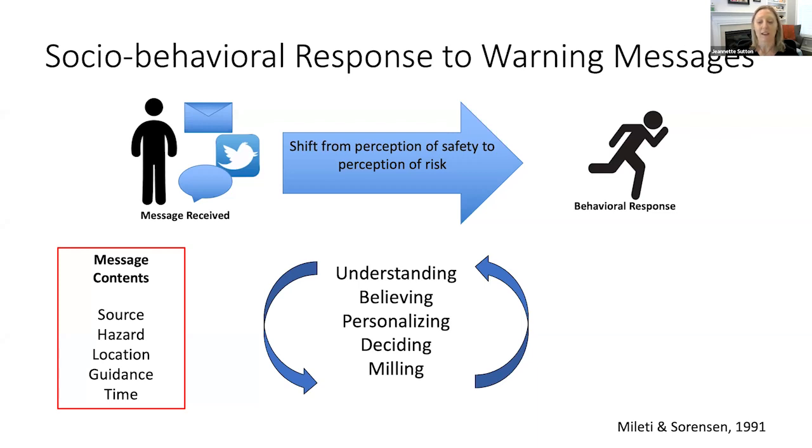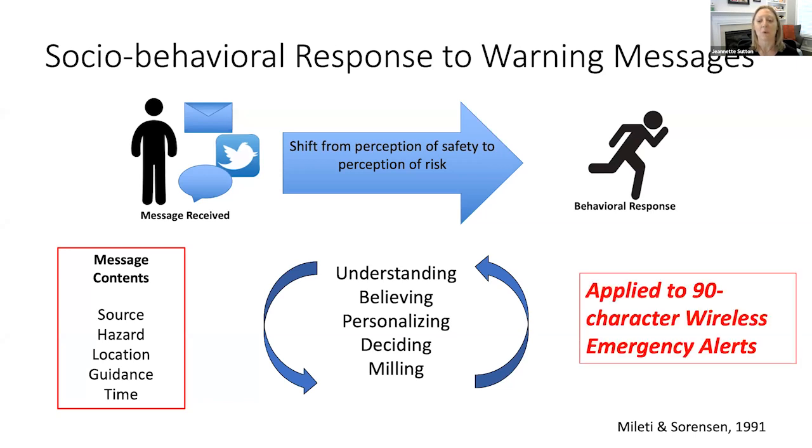And then it's all done interactively through this process that we call milling, which is collective behavior of confirming that the information is accurate and truthful and looking at the social and environmental cues around you as you make a decision about what to do. And this is taking place very, very quickly and almost at the same time. This was built by Mileti and Sorensen in 1991. It has affected all of our research on disaster warnings for the last 30 years. But we wanted to know how can you apply this to 90 character wireless emergency alerts?